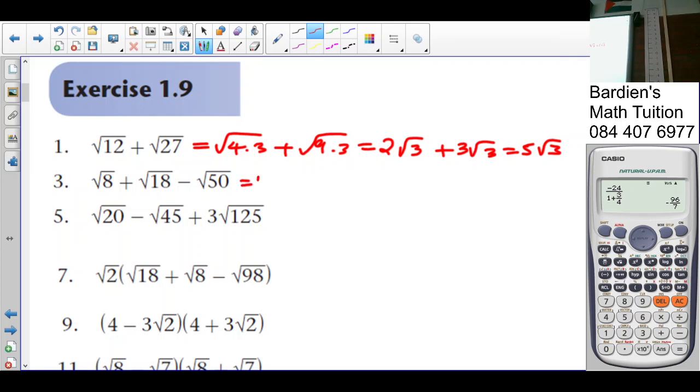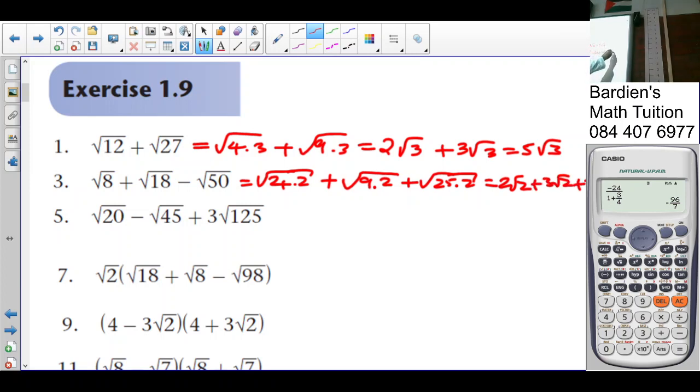Root 8 can be written as root 4 times root 2, plus root 18 is root 9 times 2, plus the root of 25 times 2, which will simply give you 2 root 2 plus 3 root 2 plus 5 root 2, which is 10 root 2. Is that correct? Am I right? Or minus?